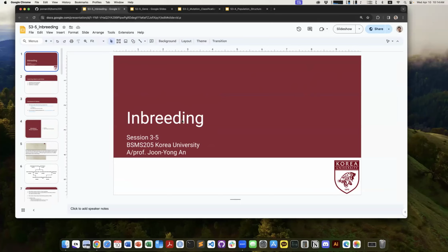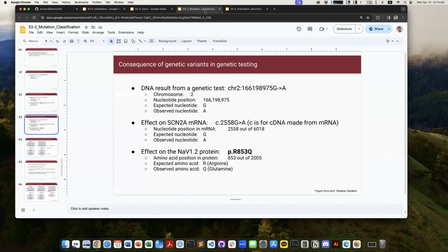Before we move on to the session, I'll recap the important things we have to discuss for your exam preparation, because some students have some questions about this topic. If you look at how we represent a genetic variant or mutation from the database, we can represent this information in three different formats.